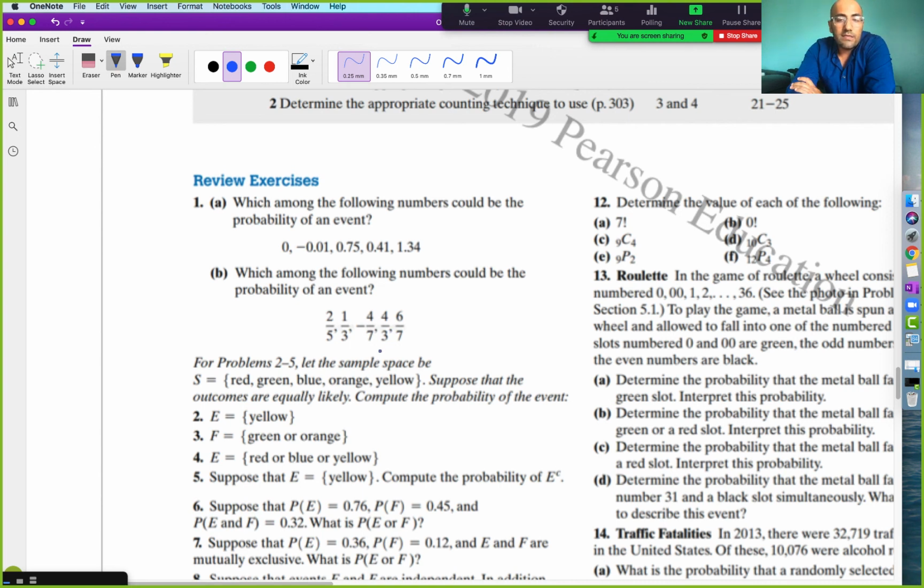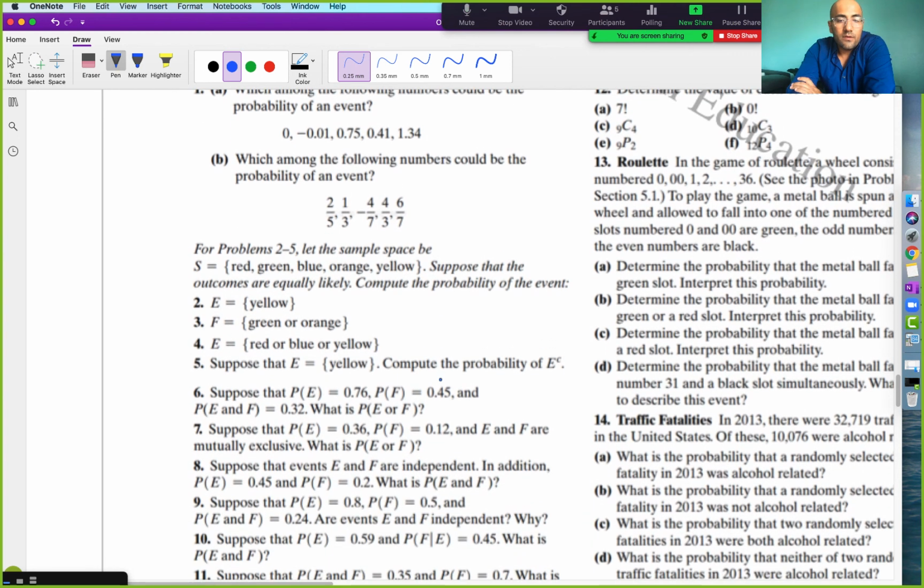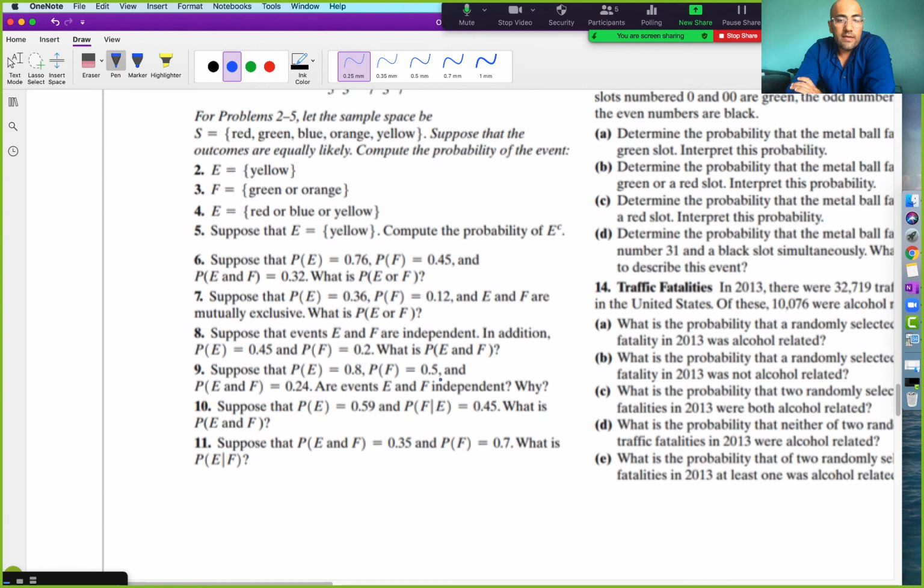Right? So this is not going to be a probability because it ends up being larger than 1. This is not a proper probability because it's negative. Good. So this one's eliminated because it's negative. This one's eliminated because it's an improper fraction. Good. Okay, moving on down.